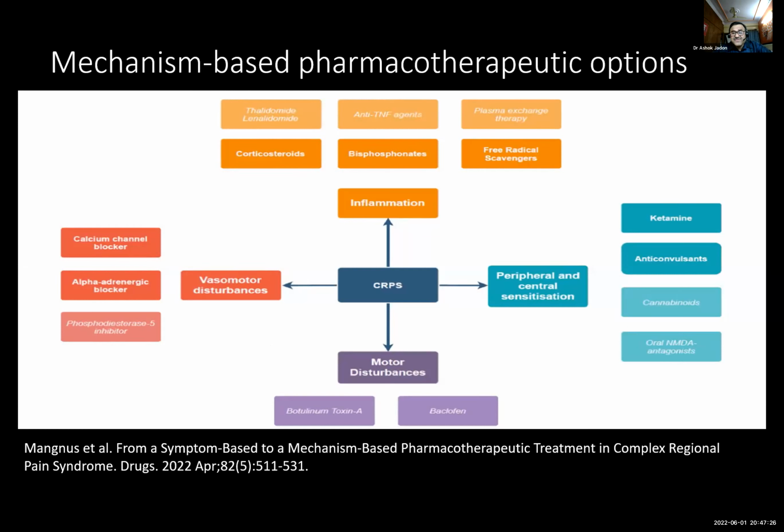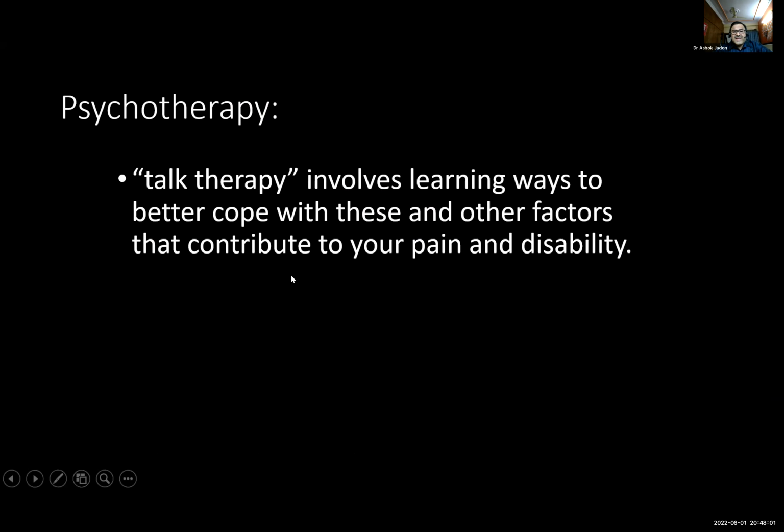But the paradigm shift here is that our treatment should be based on the etiopathogenesis. As we all know, there are four pathogenetic mechanisms: inflammation, central and peripheral sensitization, motor disturbances, and vasomotor disturbances. So accordingly, we have to select the drugs. This particular algorithm is showing two colors, dark colors and light colors, which by evidence says that the dark color should be preferred over the light colors, because the evidence is low for those light color treatments.